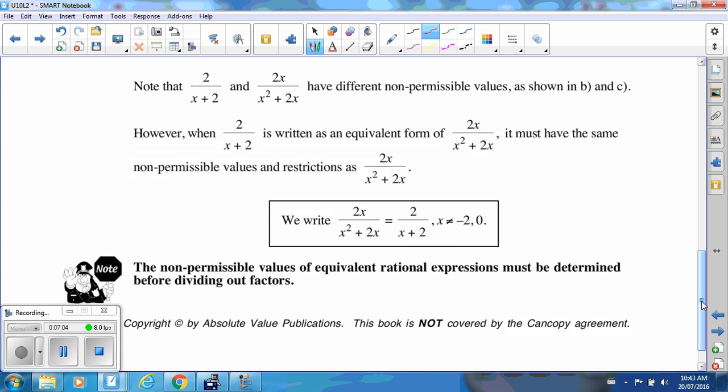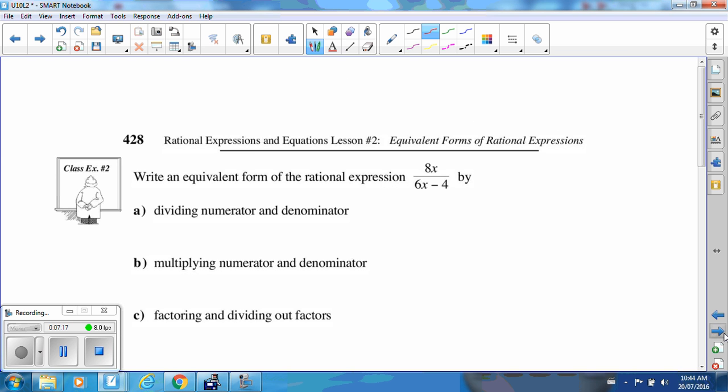This is kind of like the expression, what happens in Vegas stays in Vegas. This is what happens in the rational expression stays in the rational expression. No matter what else we do to it, non-permissible value stays. Equivalent form of this. So I could say, well, I could divide everything by 2. If I divide everything by 2, that's going to give me 4x over 3x minus 2.